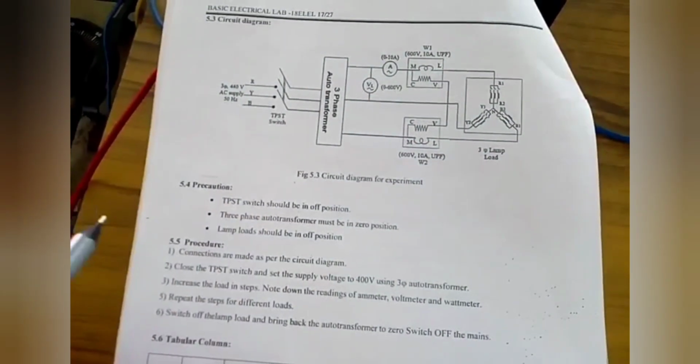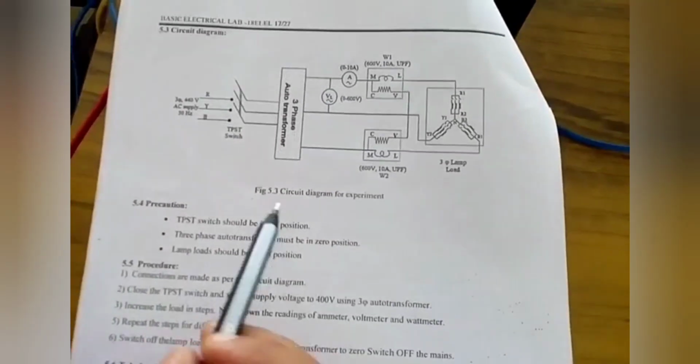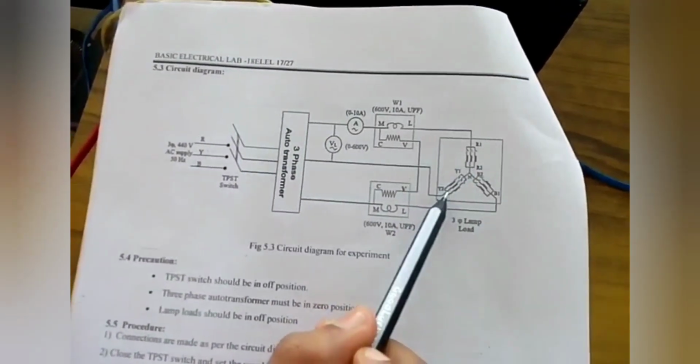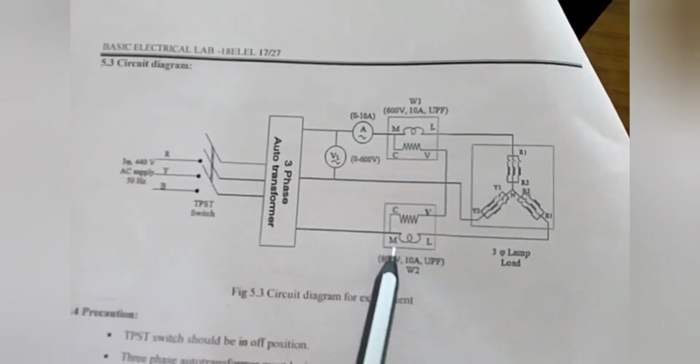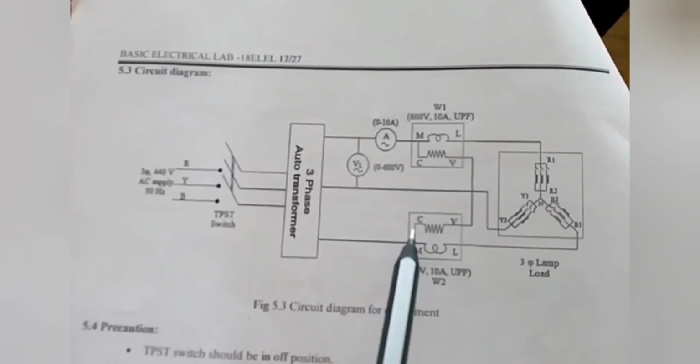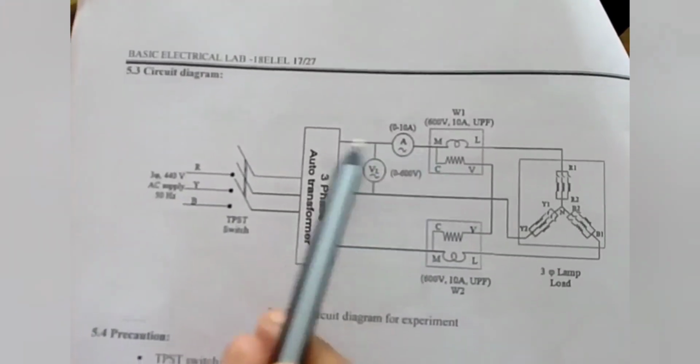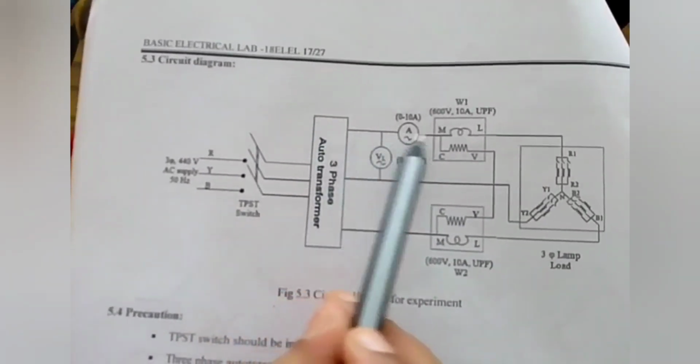We'll see the connections of two wattmeters for a three-phase load. So we can observe here the three-phase loads with R, Y, B phases connected with the help of two wattmeters. Two wattmeters are having the terminals M and C and L and B. So here we can see that an ammeter is connected in this R phase.